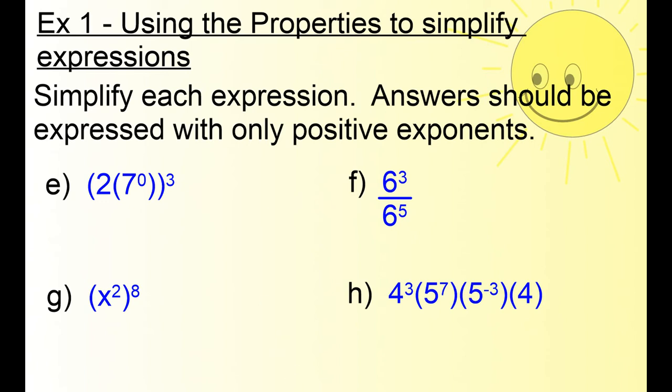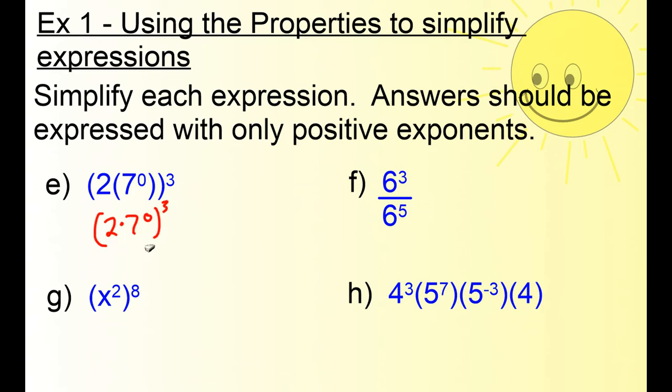Alright, so first one here. Looking at a couple things, I see a bunch of parentheses. So I've got this 7 to the power of 0, and this 7 to the power of 0 is being multiplied by this 2, and then all of that is being raised to the third power. So kind of like order of operations, we've got to work inside the parentheses a little bit. We want to worry about this stuff in here before we worry about him outside.